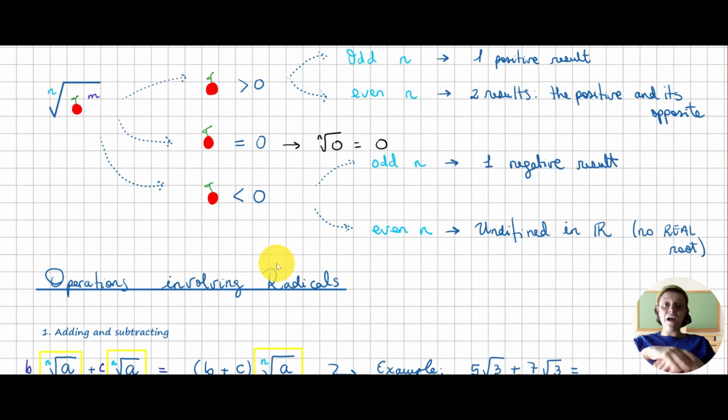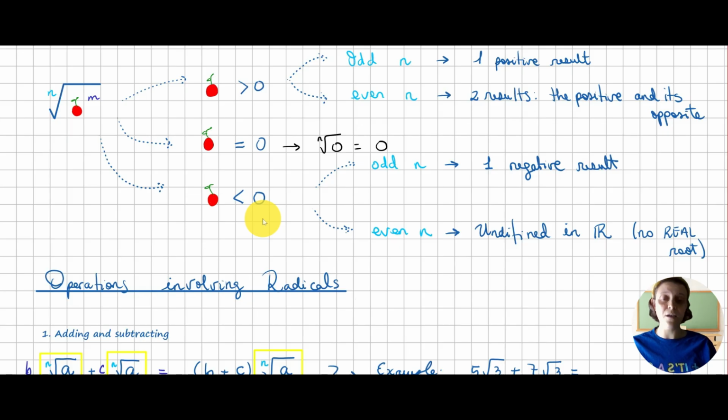And then we have the last case, which is when apple, the radicand, is smaller than 0. So if we have an odd index, we have one negative result. And if we have an even index, like the square root, which is the most typical one, then this cannot be operated because it's not defined for the real numbers, which is the group of numbers we're working in. There is no real root, okay? You'll see that when we work with them, you'll see how all of this is applied. Most probably, if you are in SO3 or in SO4, you have worked with this already. So this is just a review, okay?